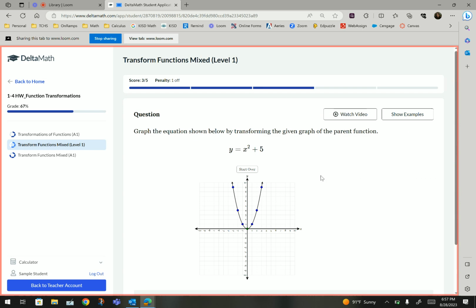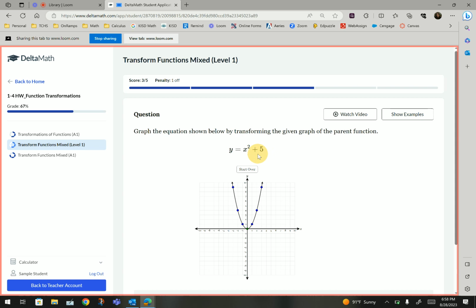How about this one? All right, y equals x squared. Look at your handout again. On your handout, you have the quadratic function. The quadratic function only does y equals x squared, okay? That's the quadratic function. So what happened is we added the +5. What does the +5 do to this graph below?